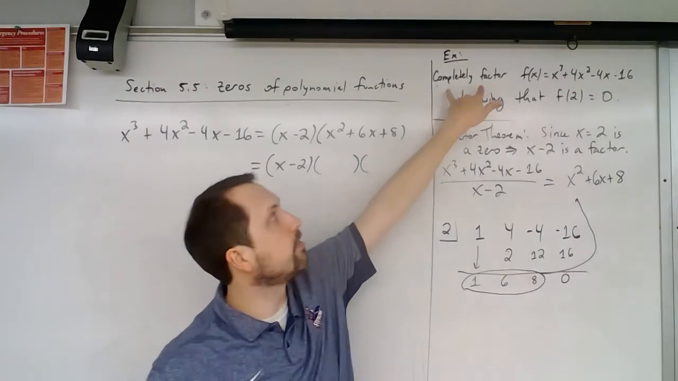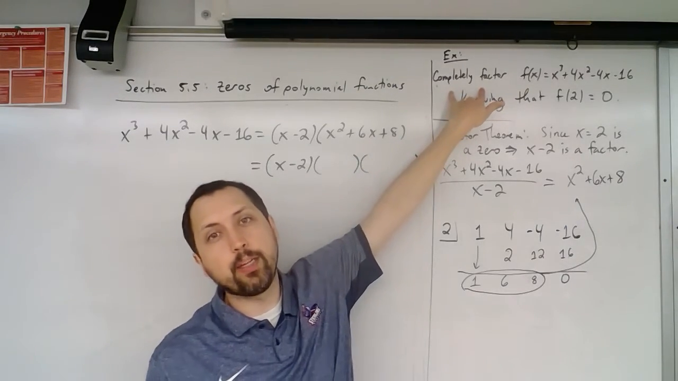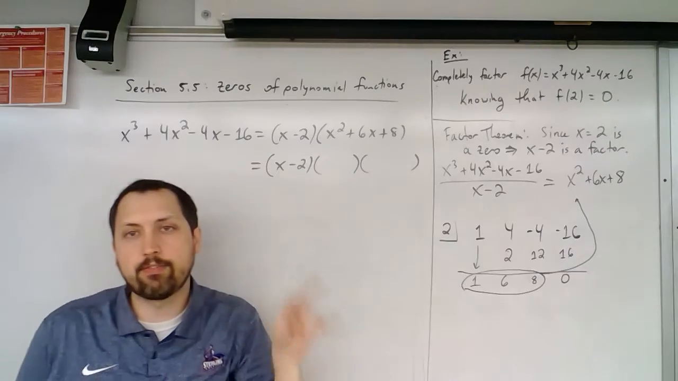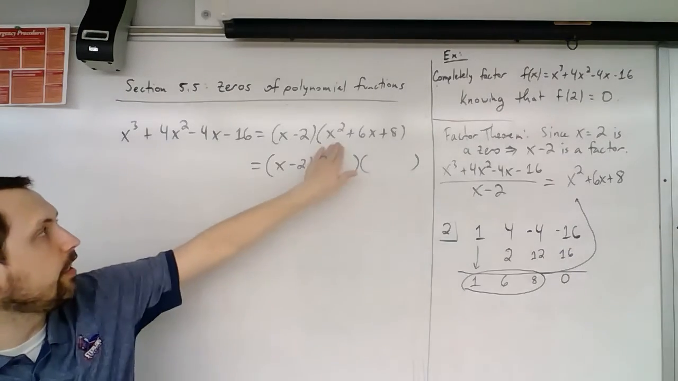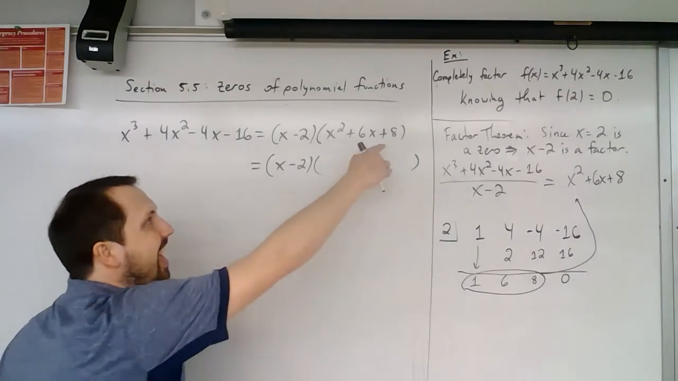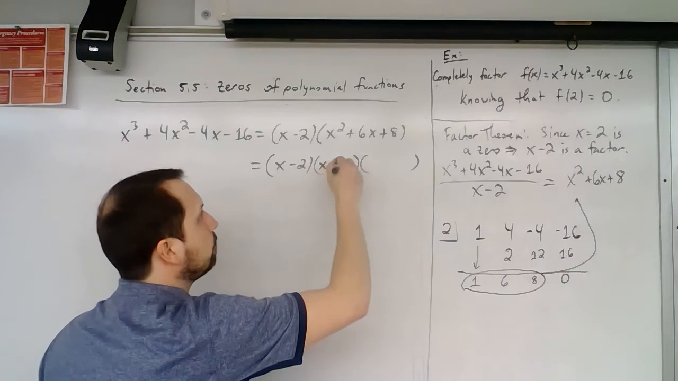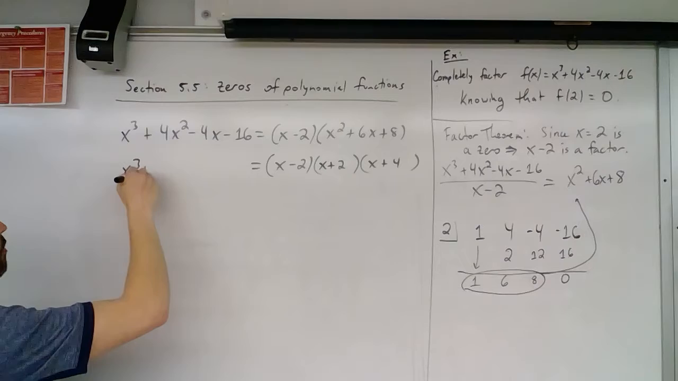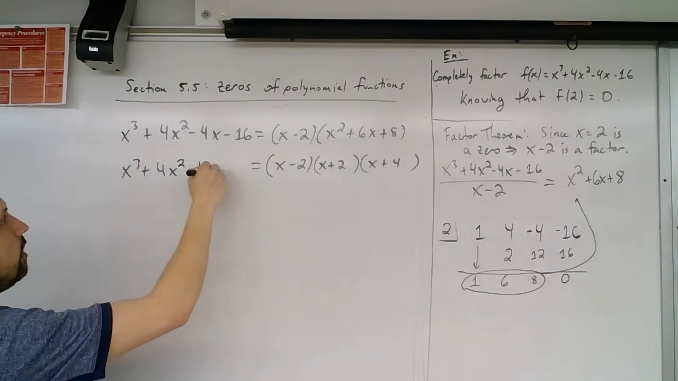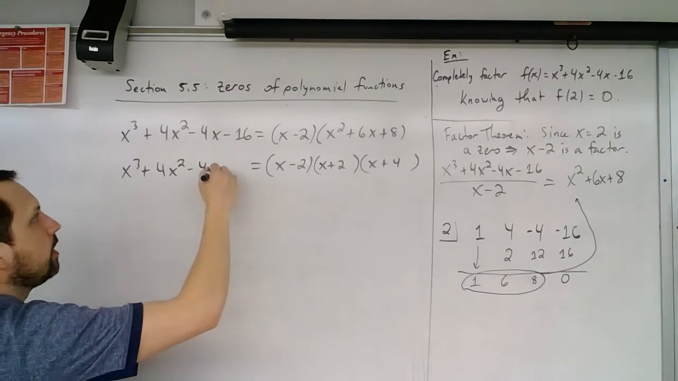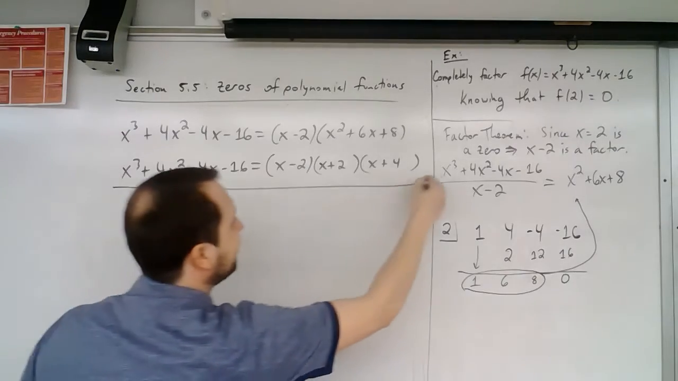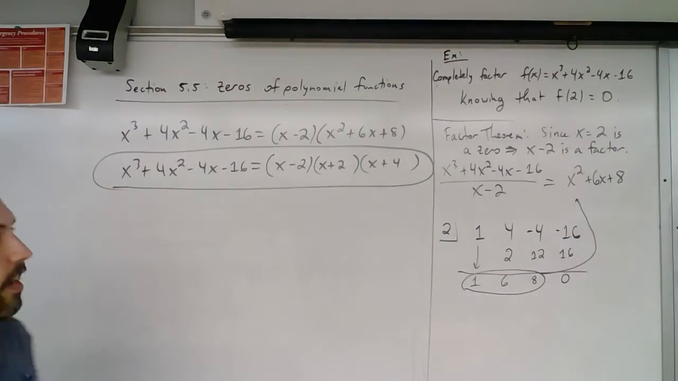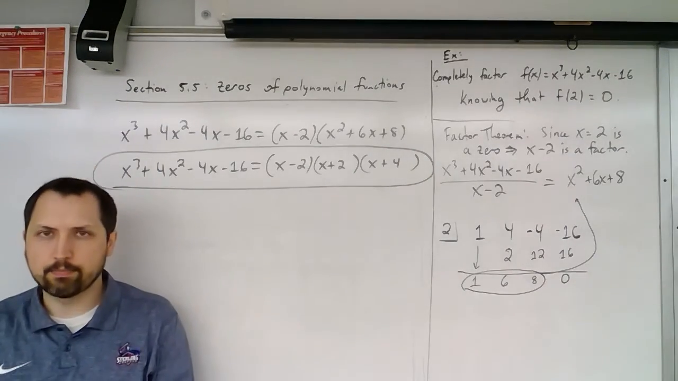And so when we're looking at something that's going to be completely factored, we need to make sure that there's nothing left for us to factor. So here we look to see what multiplies to 8 and adds to 6. So this will be x plus 2 times x plus 4. And so this is now the fully factored form of x cubed plus 4x squared minus 4x minus 16. And so this would be the final answer that you are looking for.